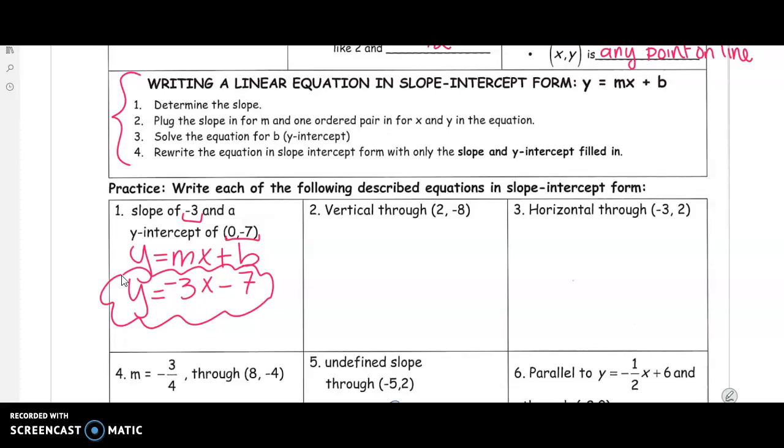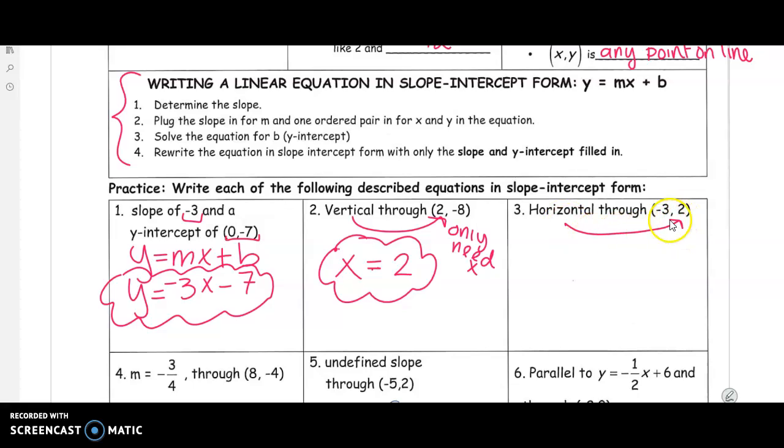Number 2, a vertical line. Go back up to the top. It said vertical lines have equations like x equals a number. So if we want a vertical line through the point (2, -8), we only need the x value. So our answer is going to be x equals 2, the vertical line that goes through the value 2. Horizontal line: we only need the y value. So that's going to be y equals 2.